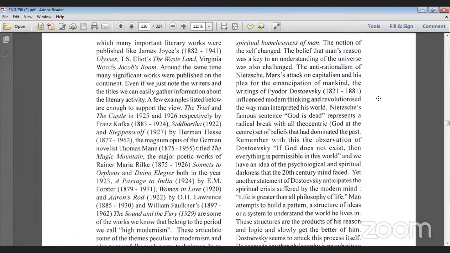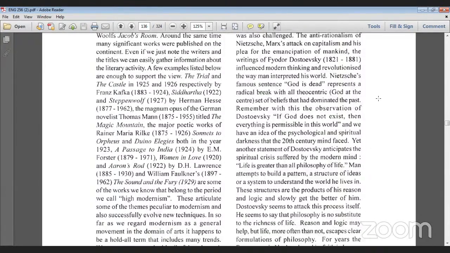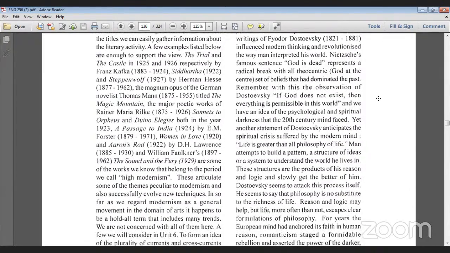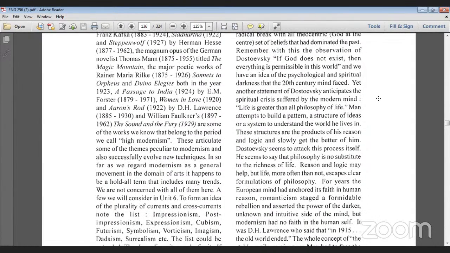And we have an idea of the psychological and spiritual darkness that the 20th century mind faced. Yet another statement of Dostoevsky anticipated the spiritual crisis suffered by the modern mind. Okay, he says that life is greater than all the philosophy of life. Man attempts to build a pattern, a structure of ideas, or a system to understand the world he lives in. These structures are the products of his reason and logic, and they also get the better of him. Dostoevsky seems to attack the process itself.